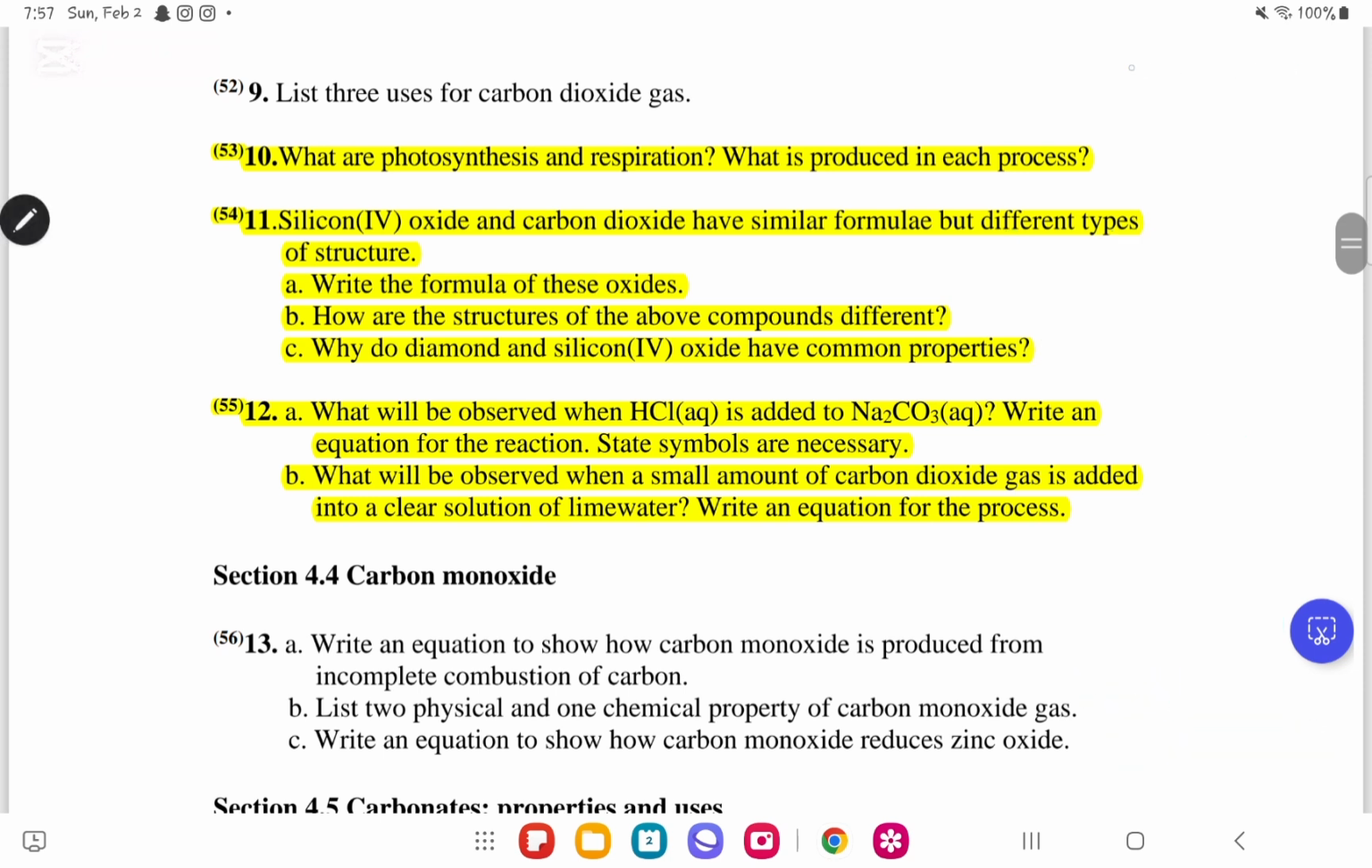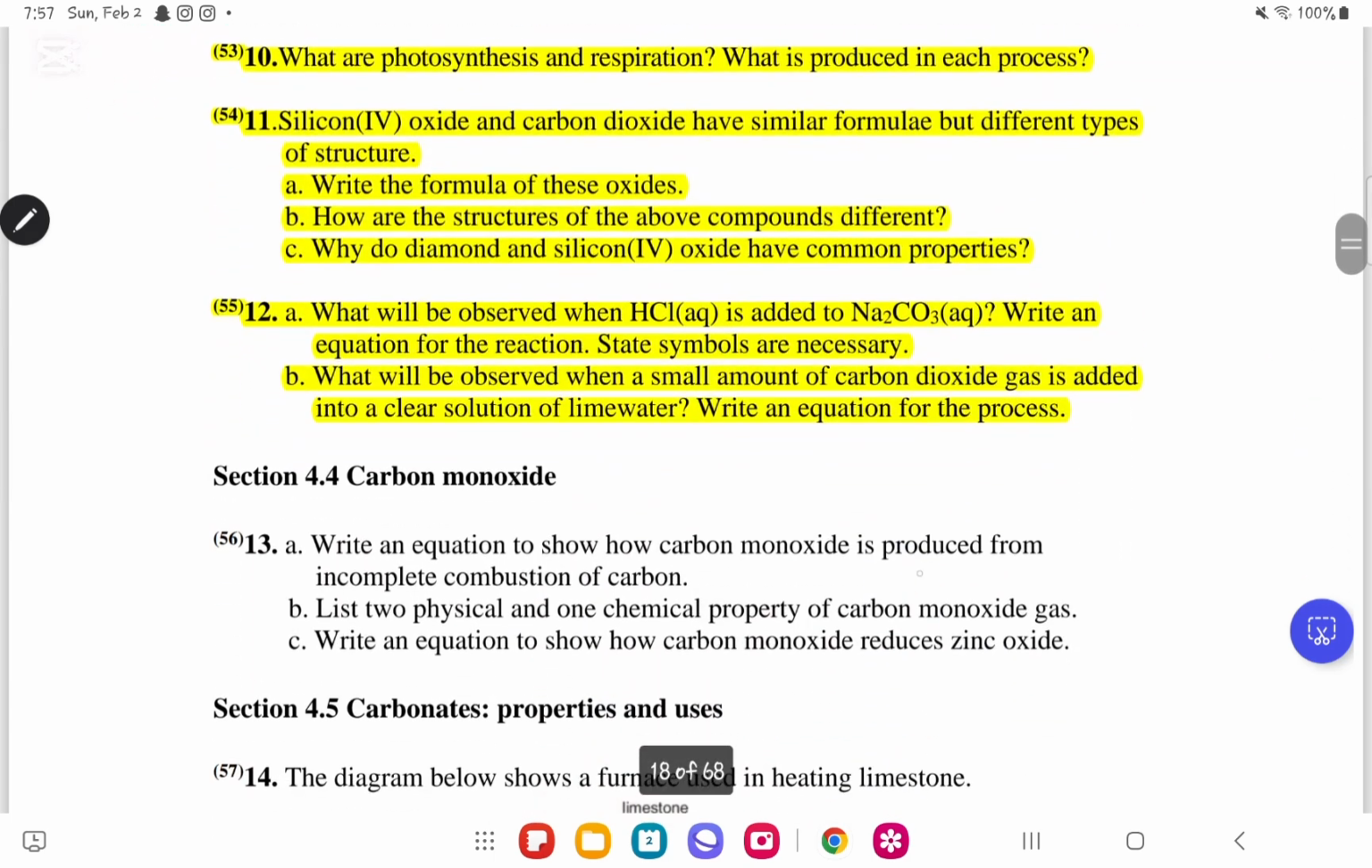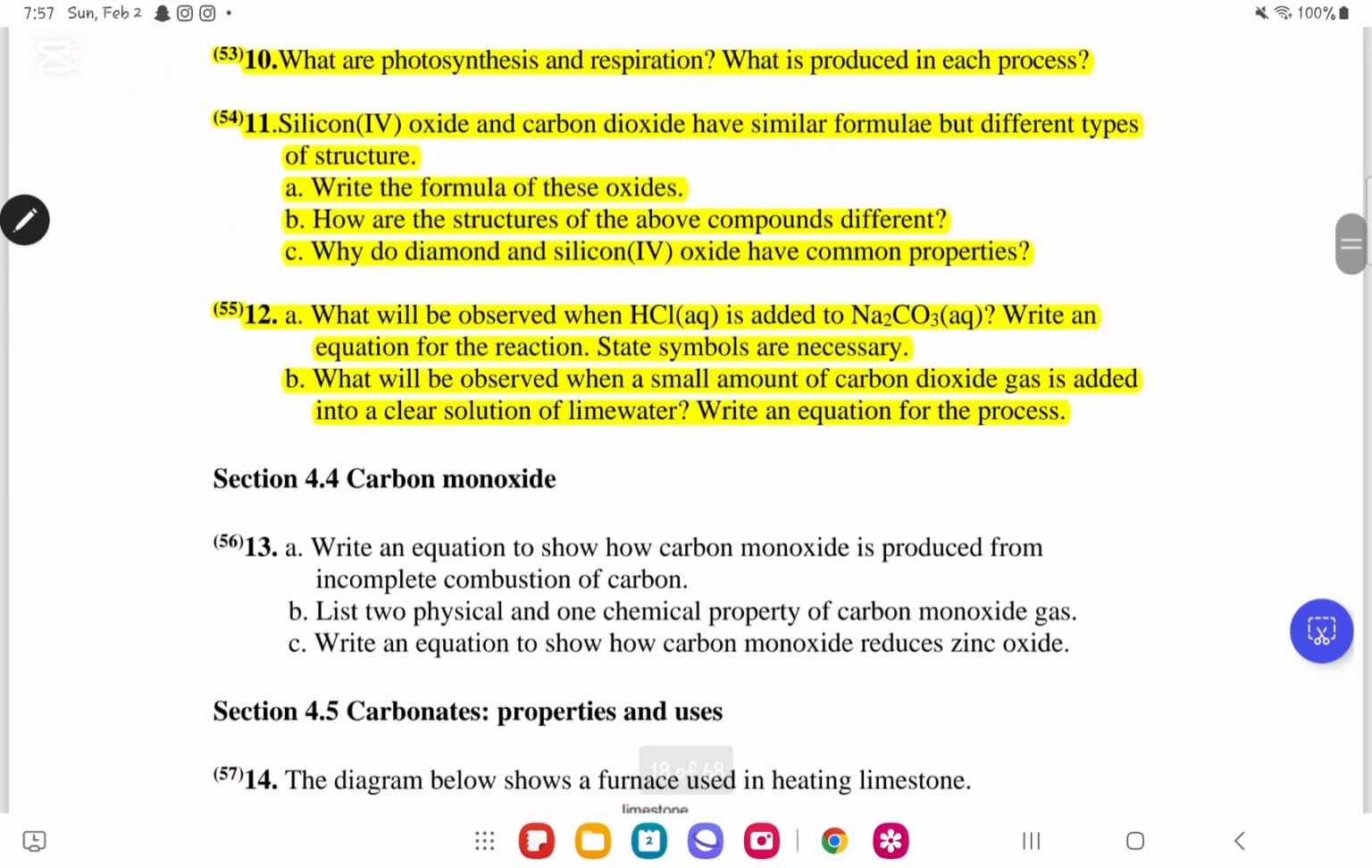Okay, so now we move on to question number 11. Silicon oxide and carbon dioxide have similar formulae but different types of structure. Write the formula. Silicon dioxide is SiO2, and carbon dioxide is CO2. Now, how are the structures of the above compounds different? SiO2 is a giant molecule or macromolecule, so it's a network solid, while CO2 is a simple molecule. And you can also say that this is a network solid.